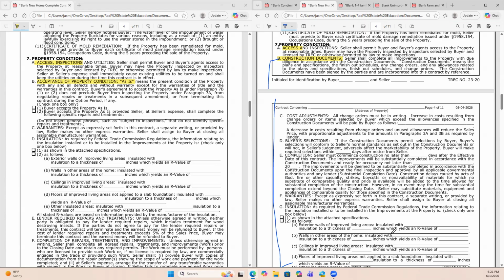Can the buyers pick their paint? Can they pick the floors? What kind of insulation are you putting in? When must everything be complete? How long do buyers have to make their selections? Are they allowed to go over budget? What happens if they do? That is all discussed here.